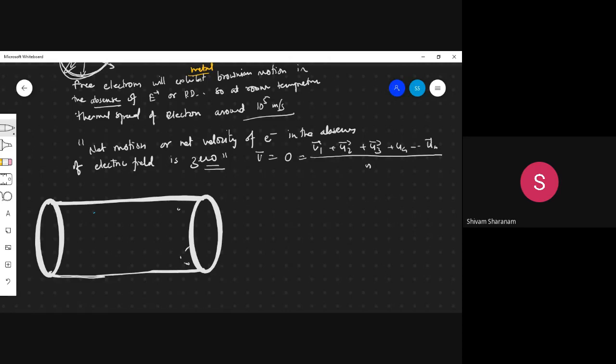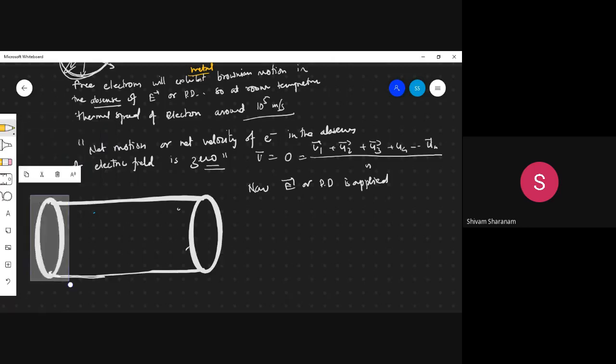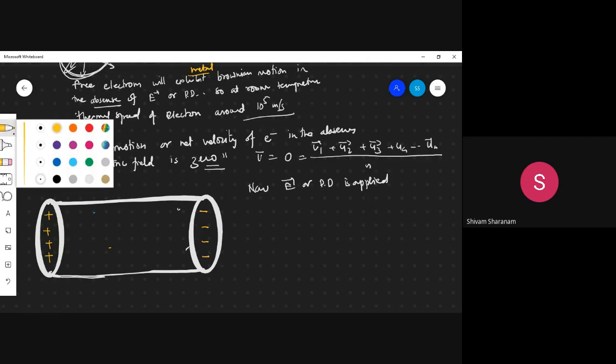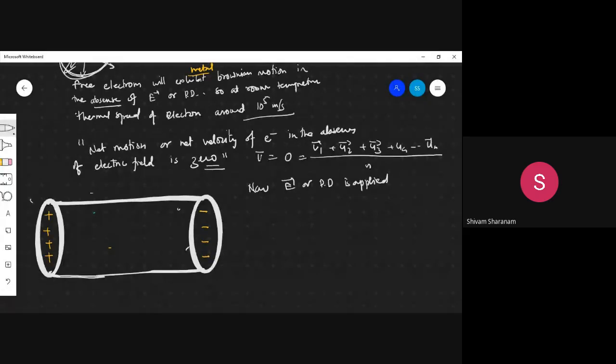So let's say we had a single electron here, and now an electric field or potential difference is applied. This side becomes positive charge and this side becomes negative charge. So what will be the direction of electric field? Right to left or left to right? Left to right. In this direction the electric field will be there.